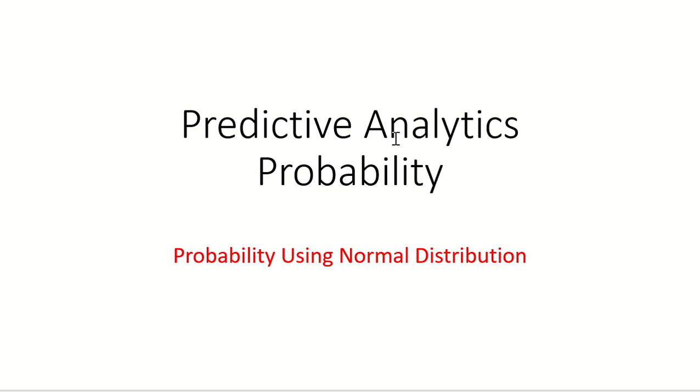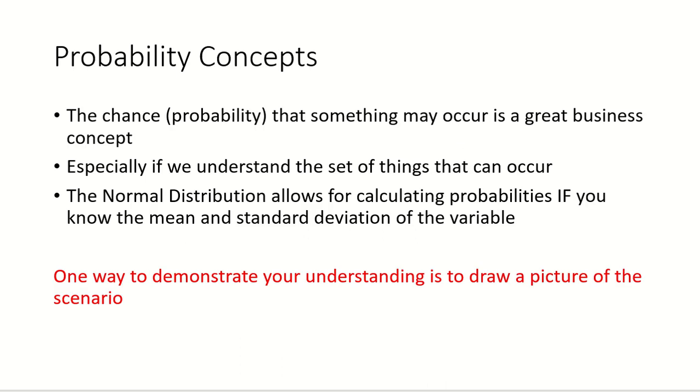In this video, we're going to talk about using probability with the normal distribution table to predict what's going to happen in the future based off of probability. What we have talked about in a couple of the other videos is that knowing the chance that something is going to occur is a very good business concept, especially from a business analytics standpoint. If I just have a feeling of what the chance is that something could happen, then I can predict what I need to do in the future. Normal distribution lets me do that.